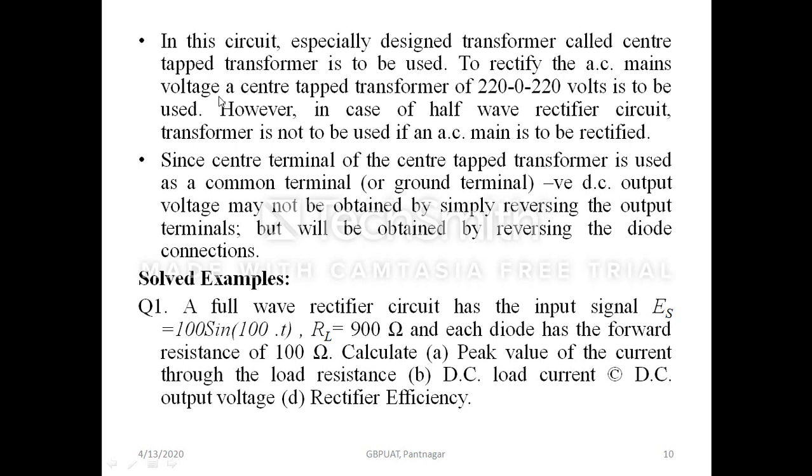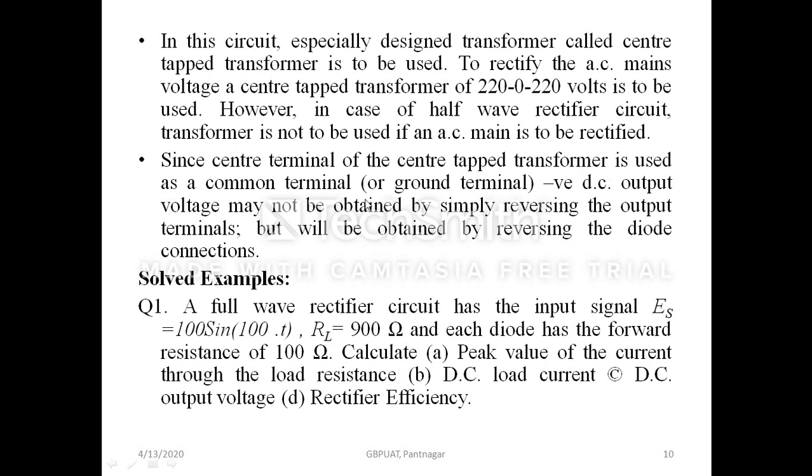Basically in this circuit, specially designed transformers which are called center tap transformers are used. So to rectify the AC mains voltage, a center tap transformer of 0 to 220 volts is to be used. But in the case of a half wave rectifier circuit, these transformers are not used, and hence we can directly apply the AC mains voltage to the diode. So we have fewer components in the half wave rectifier circuit as compared to this full wave rectifier circuit. Because there is one more additional component, the reliability of this full wave rectifier circuit is somewhat compromised as compared to the half wave rectifier circuit.